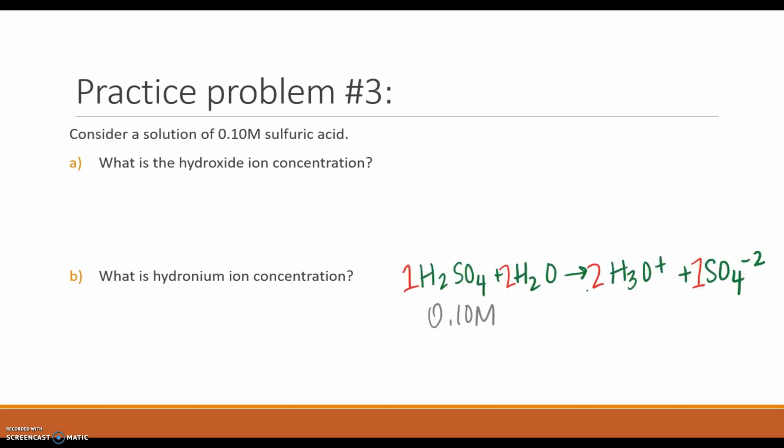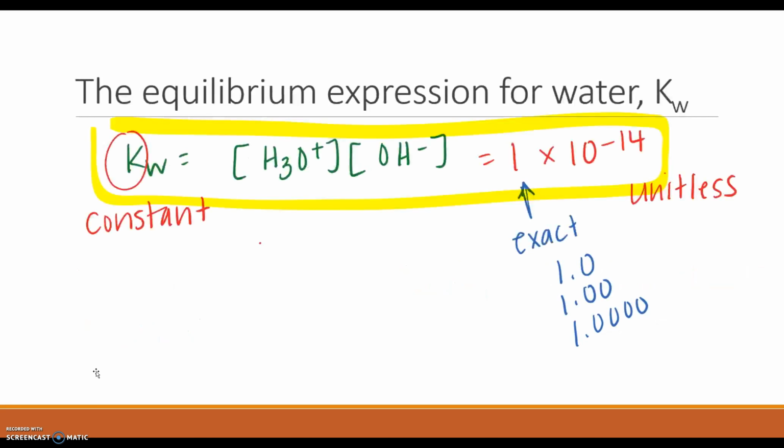So hopefully this is the balanced equation that you wrote for sulfuric acid. You have to remember that sulfuric acid is H2SO4. So this one's a little bit different than practice problem 1 and 2. So if I have 0.10 molar of H2SO4, I have twice as much H3O plus. So you should have done 0.20 molar for that. So after you find that the H3O plus concentration is 0.20 molar, then you're going to go back and use this formula and solve for hydroxide ion concentration.